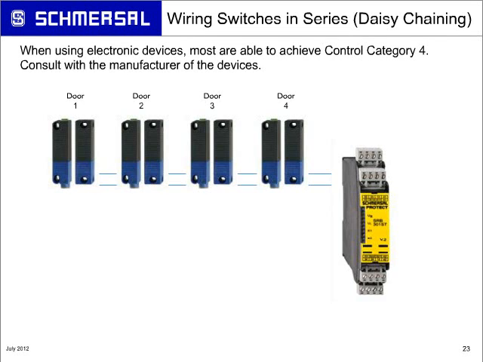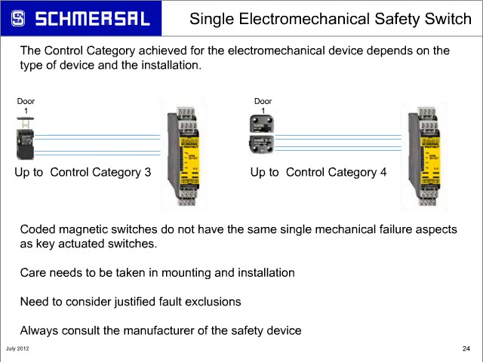In a case like you see here, when you're using a single switch, and we're just showing 2 different types of electromechanical switches. The one on the left is an electromechanical switch with a separate mechanical actuator, a mechanical key that gets inserted into the switch, rotates the cam, so you have mechanical mechanisms. Any single mechanical failure may lead to the loss of the safety function. So obviously there's some design considerations with mounting and minimizing that from occurring, but it's still possible that it could occur. So the most you can achieve is a control category 3.